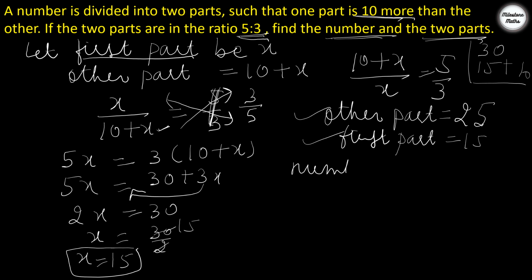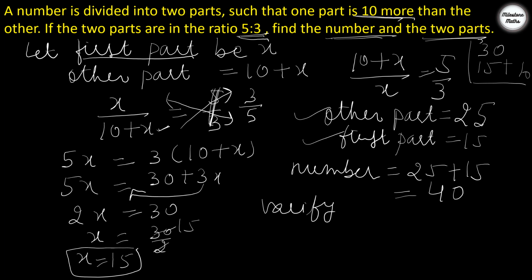So what was the number? That number was 25 plus 15, that is 40. Okay, now you can verify your answer also. How will you verify? Suppose 40 was the number and you divide 40 into two parts in the ratio 5:3. So 5 by 8.